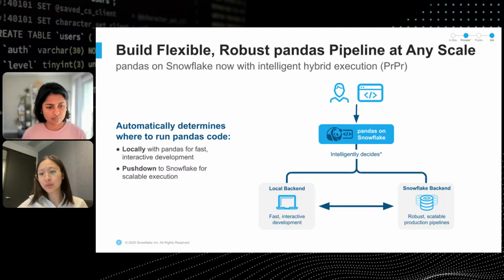With hybrid execution, we intelligently figure out if your pandas code is more efficiently run using local in-memory pandas, or if we should push it down to Snowflake Compute. Typically what we see with customers' workloads is that sometimes you're working with small-ish data, and it's really fast to run that locally in memory with pandas. And so we want to do that and be really efficient with your queries.